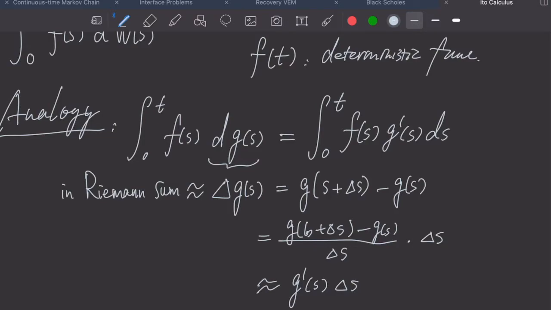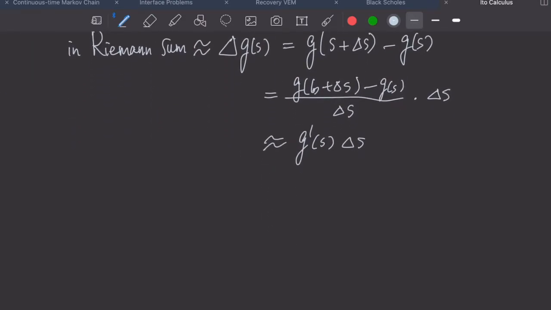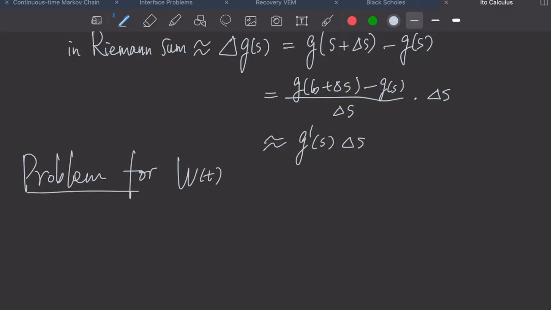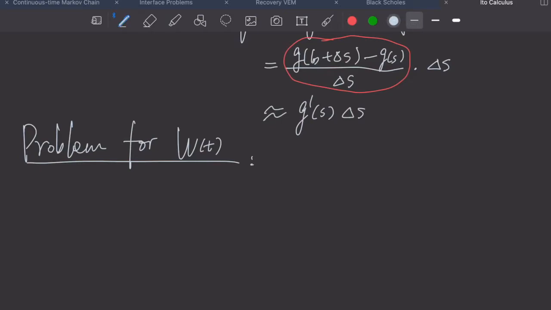Okay. However, if we try to follow the same approach for Brownian motion, we'll encounter some problems. For example, we try to replace this g, which is a deterministic function, with Brownian motion. Let's see what happens. So let's try to do the same for Brownian motion, and we compute W of t plus delta t, with delta t really small, subtract W of t, then divide by delta t.